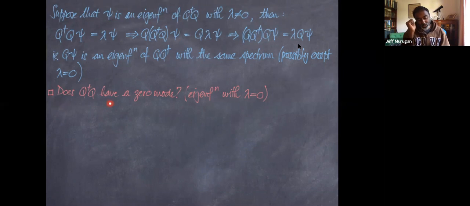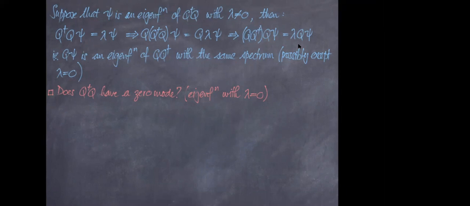So the question that we left off with last time was, does this q dagger q actually have a 0 mode? In other words, does it have an eigenfunction with eigenvalue lambda equals 0? Because that will be the caveat case that we still need to consider against this statement. Is everybody happy with where we are now?